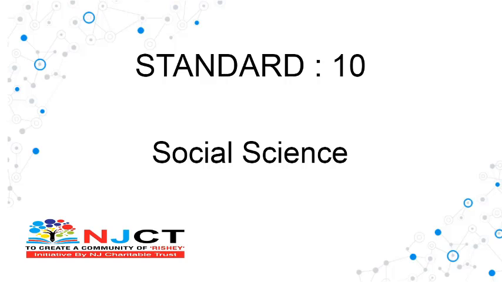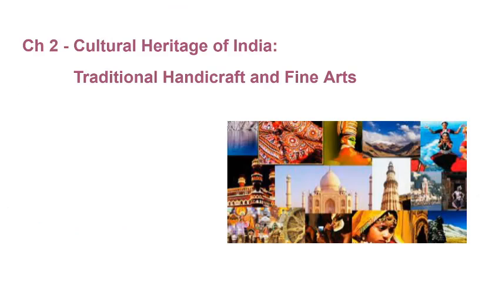We are learning social science of 10th standard and we have started with the second chapter, that is Cultural Heritage of India. In the previous video, we talked about music. What is the importance of Indian music? Even we talked about 5 main ragas in classical music. Can you tell me the names of those 5 ragas? Pause the video and try to think about that.